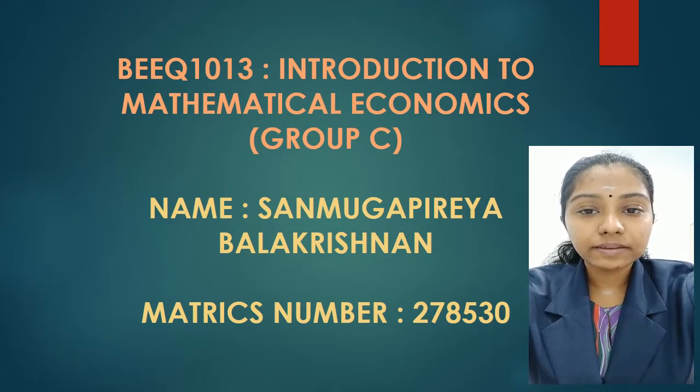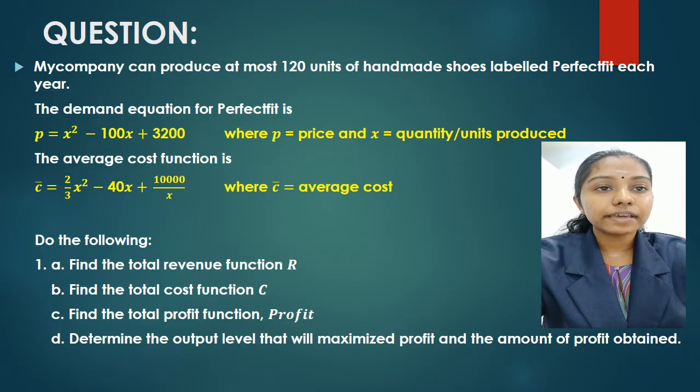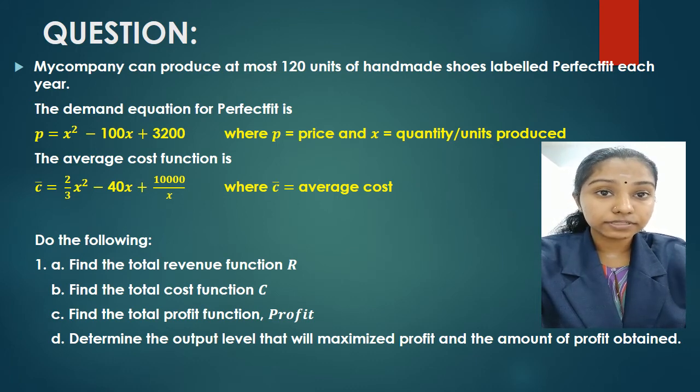Today I'm going to present my final assignment for subject Introduction to Mathematical Economics Group C. The question is, my company can produce at most 120 units of handmade shoes labeled perfect fit each year. The demand equation for perfect fit is P equals x squared minus 100x plus 3200, where P is price and x is quantity or units produced. The average cost function is 2 over 3 x squared minus 40x plus 10,000 over x.